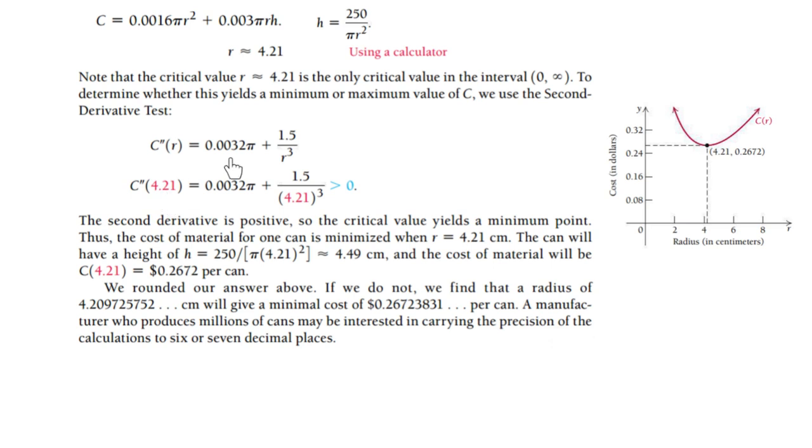Now substitute that value into the height function to find the corresponding height. Replace this r with 4.21. The calculation is here, that is close to 4.49 centimeters. So we found the radius and the corresponding height which minimize the cost function. Now substitute these values into the cost function, replacing r and h, to find the minimum cost. The cost of the material will be minimum when r equals 4.21, and the minimum cost per can is $0.2672.